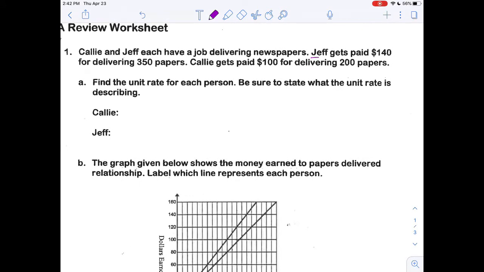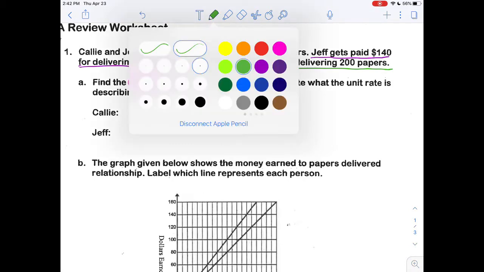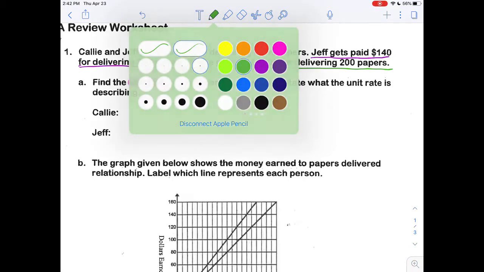First of all, let's go ahead and look at it. I see that Jeff is going to get paid for delivering newspapers, $140 for 350 papers, and Callie is going to get paid $100 for delivering 200 papers. So we are going to find that unit rate, which we have done many times. Let's look at Callie first.